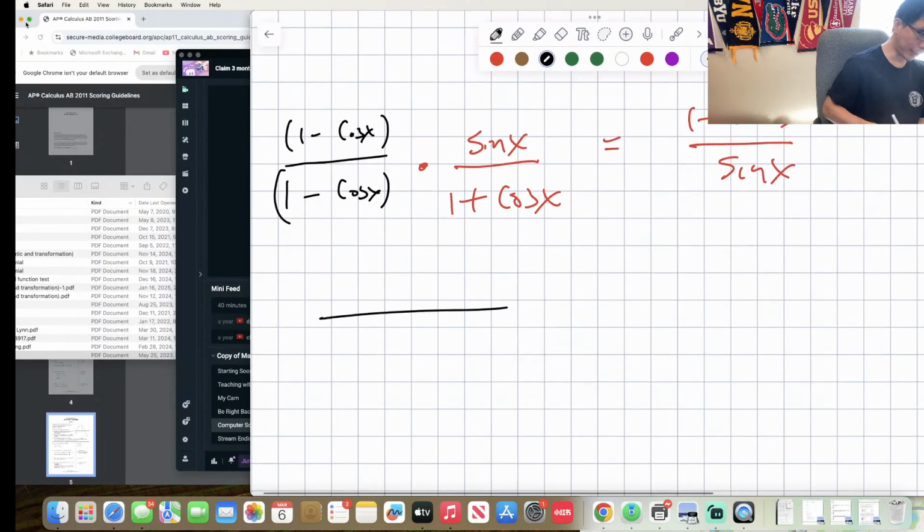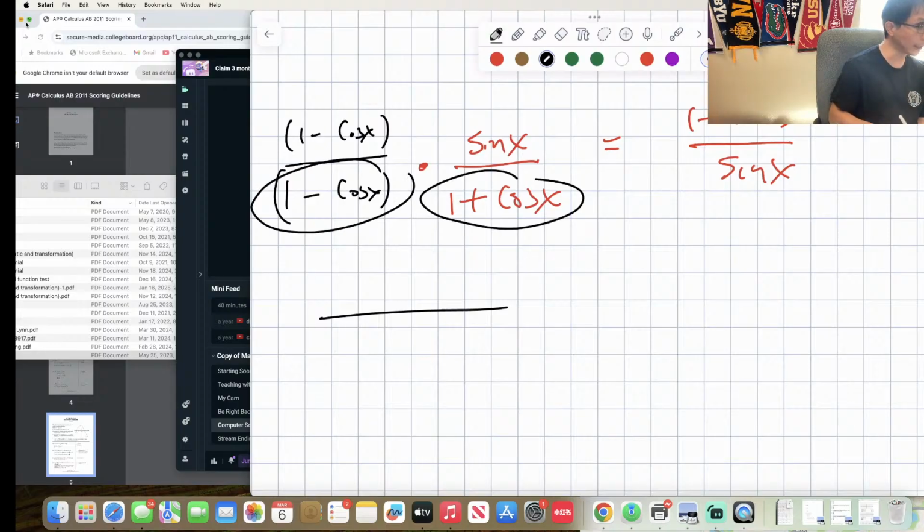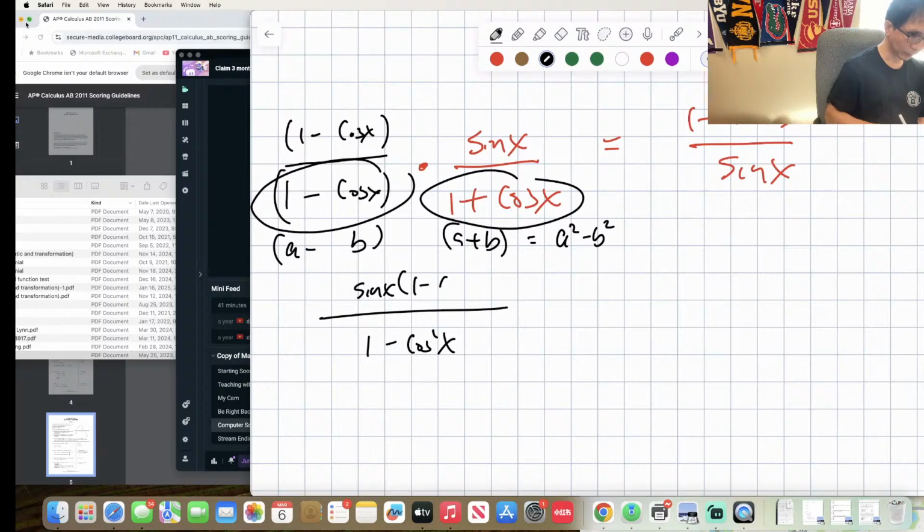Okay, so here, if I multiply this and this, what am I going to get? What's the difference of squares? This is a minus b, right? a plus b. What's a plus b times a minus b? Equal to what? a squared minus b squared. Good. So what would it be? 1 minus cosine square of x, right? Is that okay?